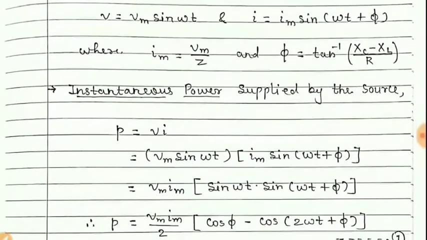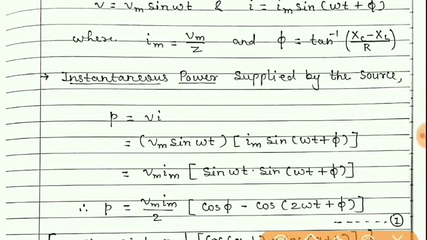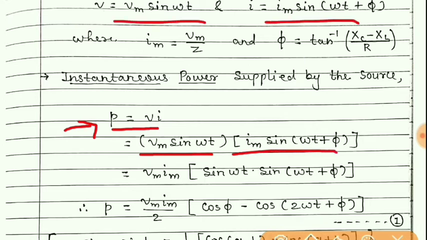Now, instantaneous power supplied by the source. Now we know instantaneous power small p is equal to V into I. Equation of V and equation of I. Here it is. Then Vm and Im, they are constants, so they are taken out. What is remained? Sin omega t and sin(omega t plus phi).